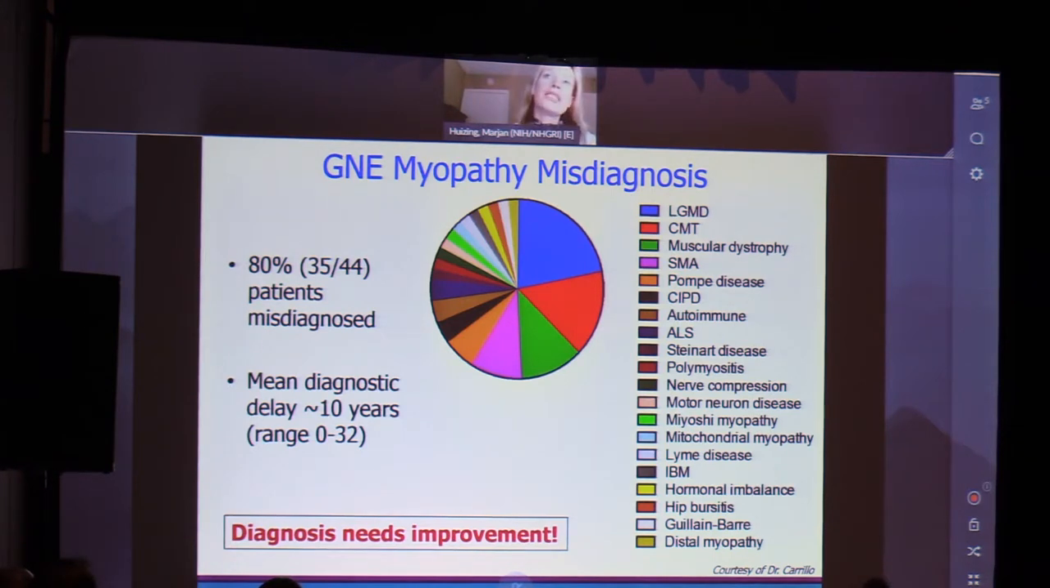Some patients get a diagnosis of, for example, limb-girdle muscular dystrophy, and they go with this for a lifetime, and GNE myopathy will not be reconsidered if they do not see the right centers or the right neurologist. So I think in the near future, this will change with increased awareness of GNE myopathy, and also with the presence of clinical trials, there will be more awareness. So the diagnosis, although it's better currently, still needs improvement.